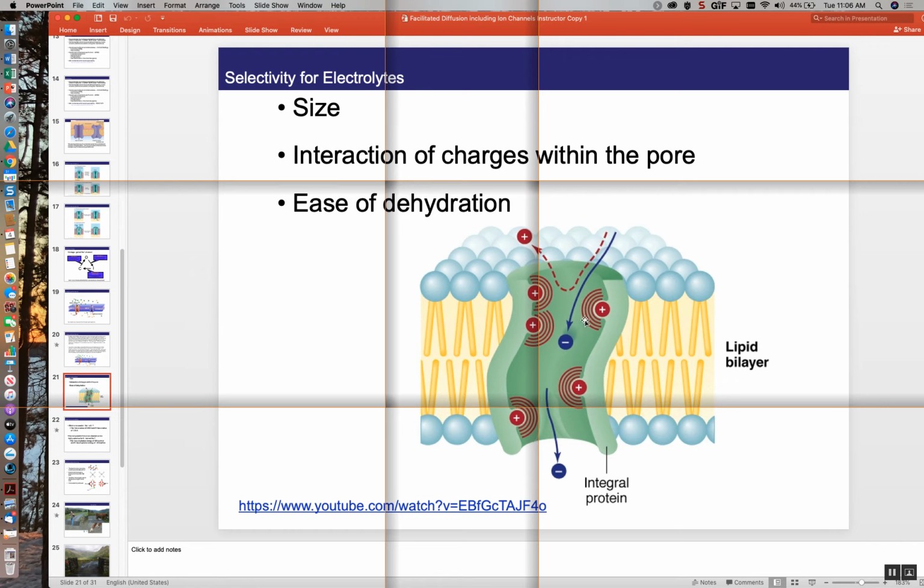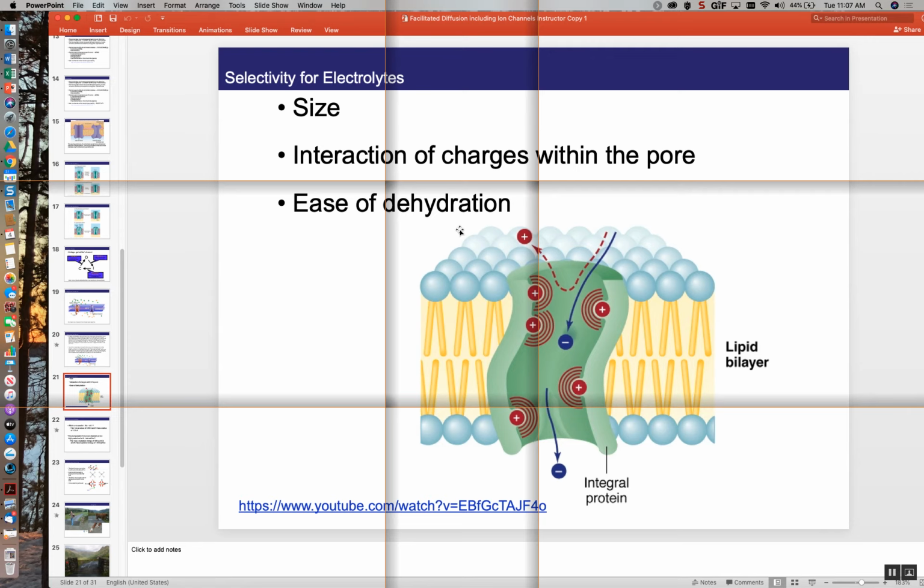So ease of dehydration. This is probably a new one. All right? When you drop an ion, say, into a solution, you may or may not have known that water molecules are polar molecules, right? They actually surround each and every ion. And before that ion moves through this pore, it has to rip off the water molecules first. That's the ease of dehydration.